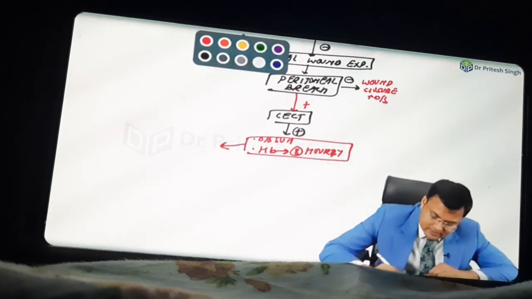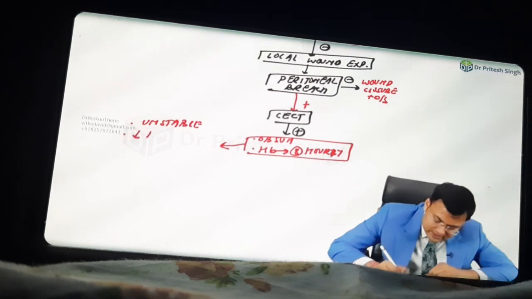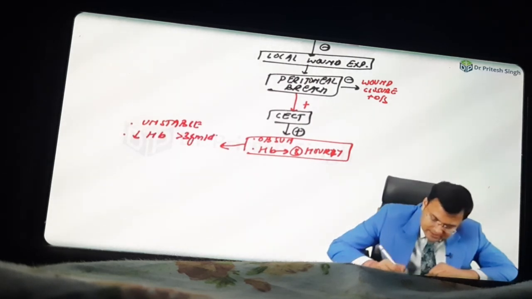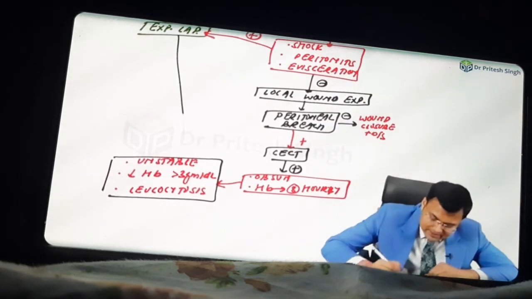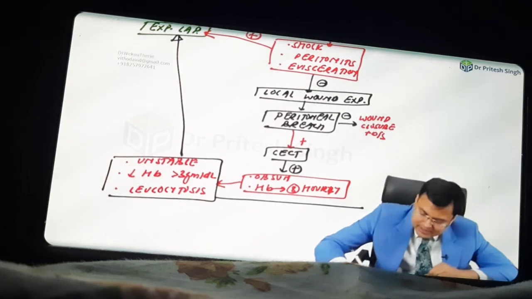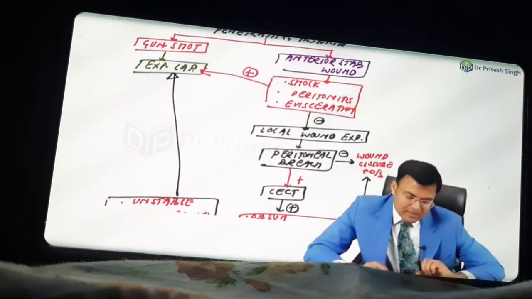And what are the findings? The findings are the patient became unstable. There is decrease in hemoglobin. How much? More than 3 gram per deciliter. Or the patient developed leukocytosis. If these findings are present, we go for exploratory laparotomy. And if these findings are absent, we go for the wound closure and the discharge. So this is how we manage the patients of penetrating trauma.